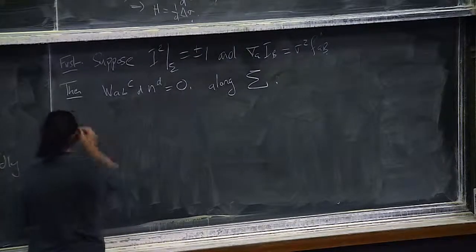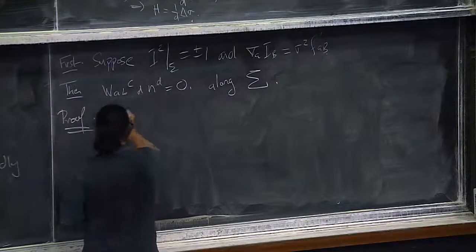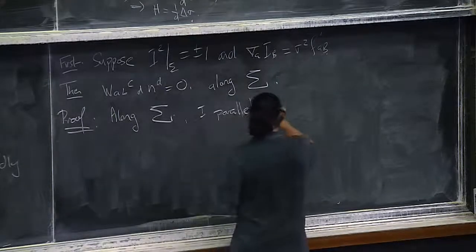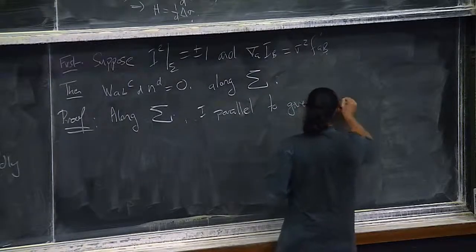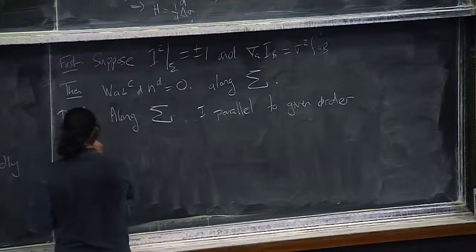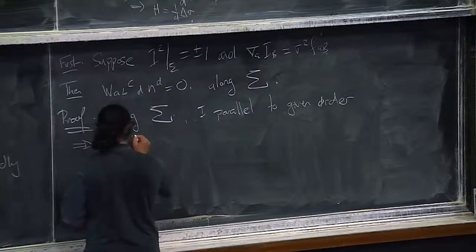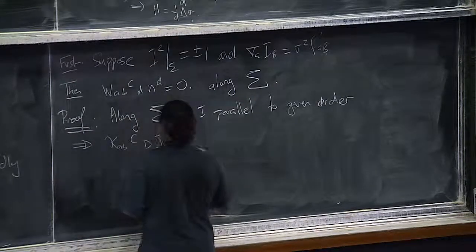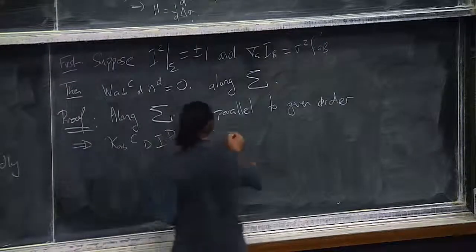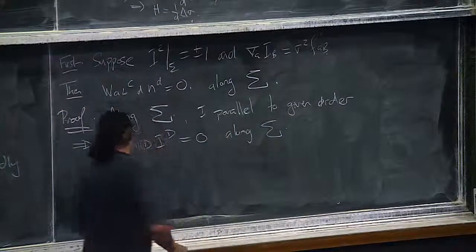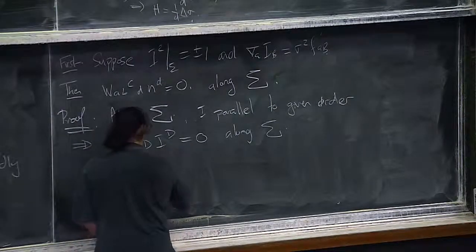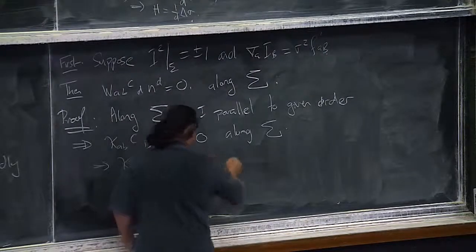Okay, well, the proof of this is very easy. What we have is that I is parallel along the boundary, at least to the given order. What we certainly have along the boundary is that the tractor curvature is going to have to kill the scale tractor, because basically it's parallel enough, right? So this is along sigma. But we already know from what we've just been saying before that this becomes the normal tractor. So you have K A B C D, N D is zero along sigma.